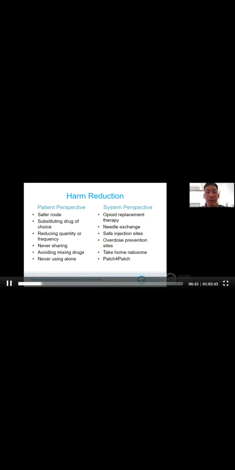Reducing their quantity or frequency. So again, if patients are using IV opioids, they're typically using 4 to 6 times a day. If we switch them over to oral tablets, they may reduce their frequency of use throughout the day. And also, if they're using, let's say, a couple points per use, so up to like a gram a day, we could recommend that they try to slowly reduce their quantity over time and taper their dose.